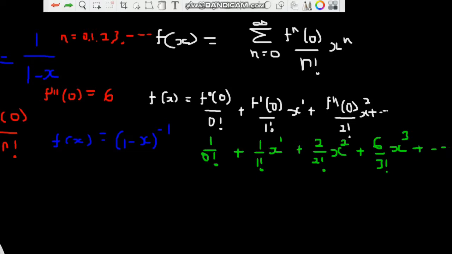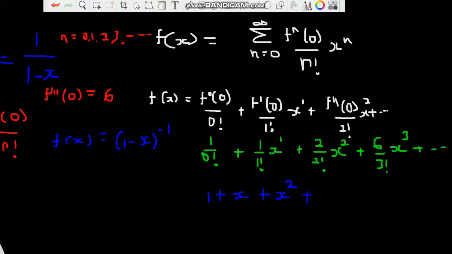Now let's simplify the series. 1 over 0 factorial will give me 1. Plus 1 over 1 factorial times x to the power 1. 1 over 1 factorial will still give me 1, and then 1 times x to the power 1 will still give me x to the power 1. So this is the second term. Plus 2 over 2 factorial. You know, 2 factorial is 2, so it will cancel out. So then we have x to the power 2.